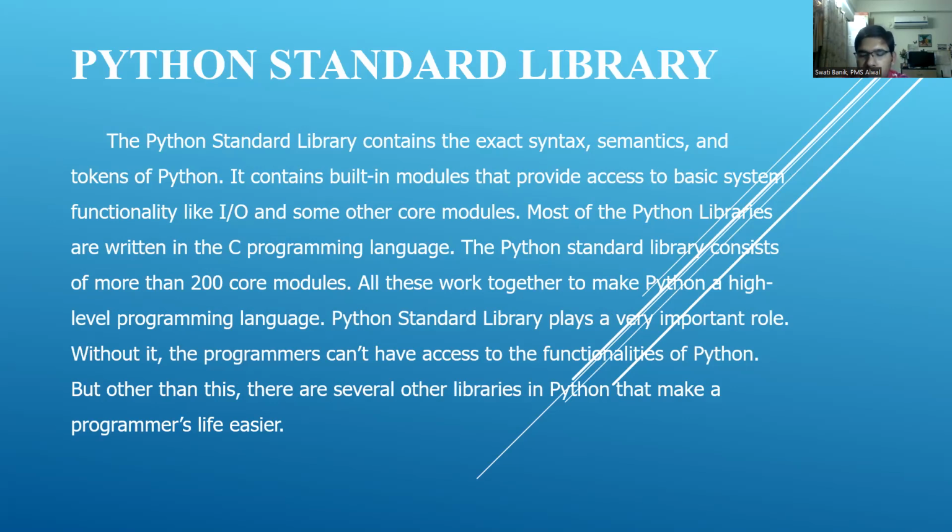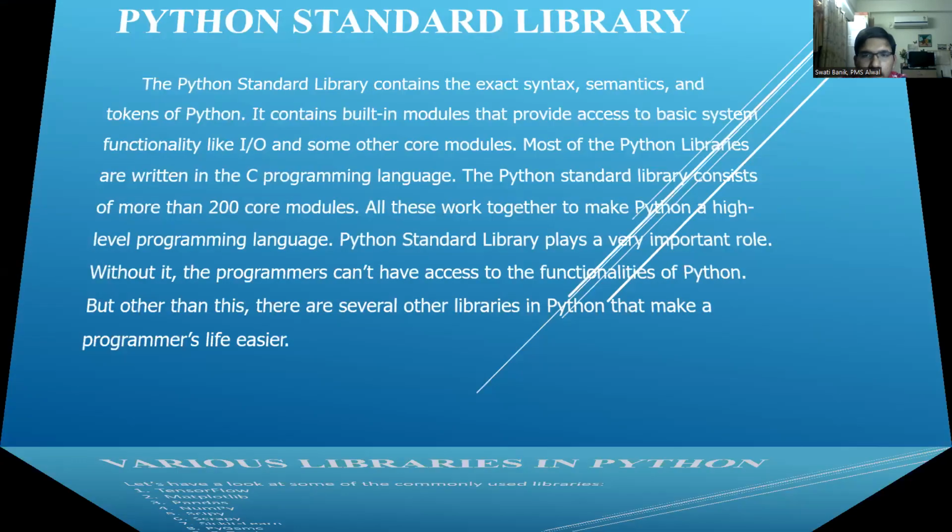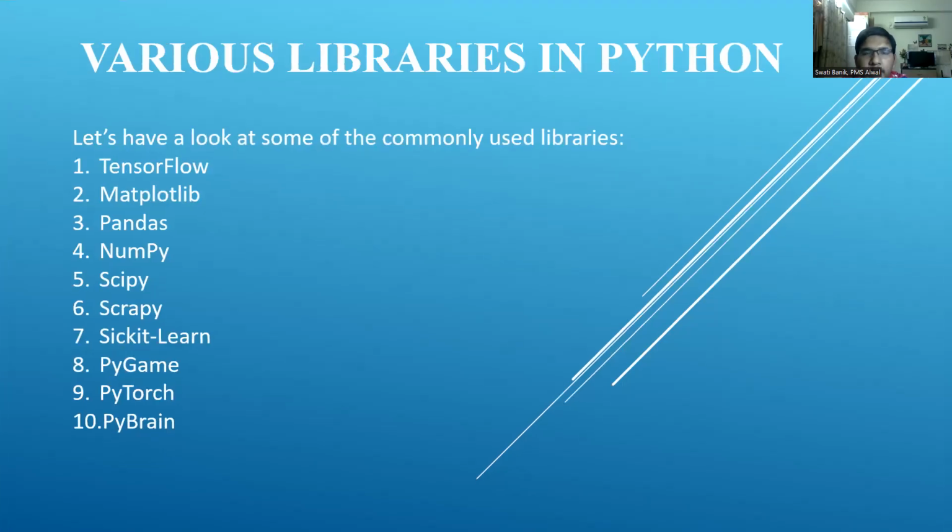Python Standard Library plays a very important role. Without it, the programmers can't have access to the functionalities of Python. But other than this, there are several other libraries in Python that make a programmer's life easier. The various libraries in Python are TensorFlow, Matplotlib, Pandas, NumPy, SciPy, Scrapy, scikit-learn, Pygame, PyTorch, PyBrain, and many more.